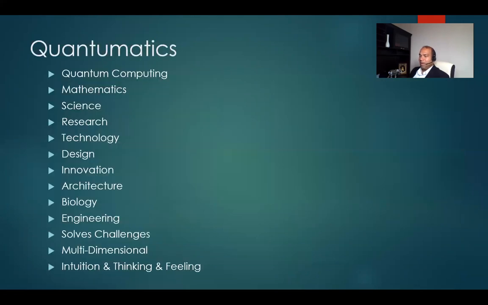So in my mind, quantumatics is a combination of quantum computing, mathematics, science, research, technology, design, innovation, architecture, biology, engineering, solving computational challenges, right, and multidimensional. And then it's also intuition, thinking, and feeling. This is why I was saying mathematics will be only one thing, whereas quantumatics is a combination of this, plus this, plus this, plus this.